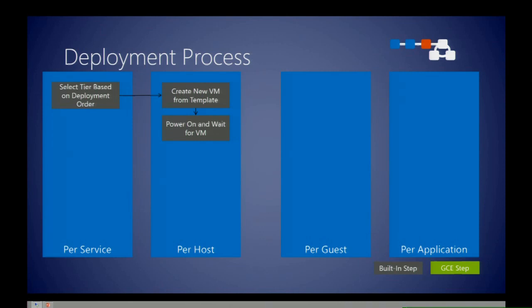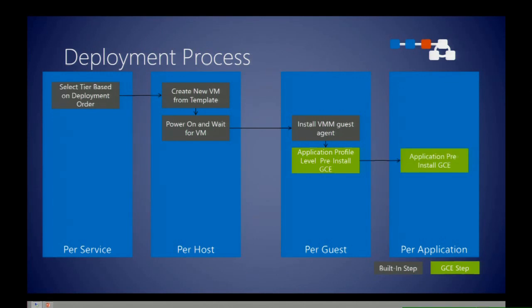Then it's going to power on the VM and wait for the VM to complete all of its sysprep configurations. It's going to install the VMM guest agent into the VM, and then do any pre-install configuration. There are script hooks that you define when you want to run which script. So the pre-install scripts will be run at this point. And then application pre-install scripts run after that. If there's an application being installed, it's going to install the application. And those are applications like your Server App-V and things like that.